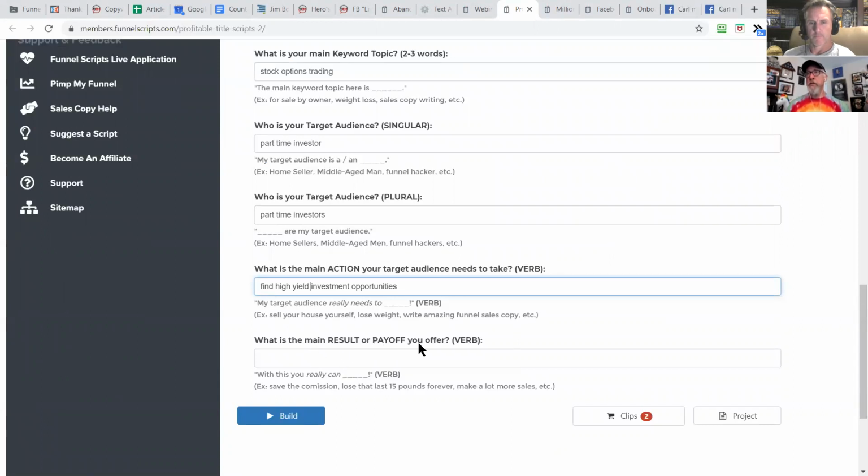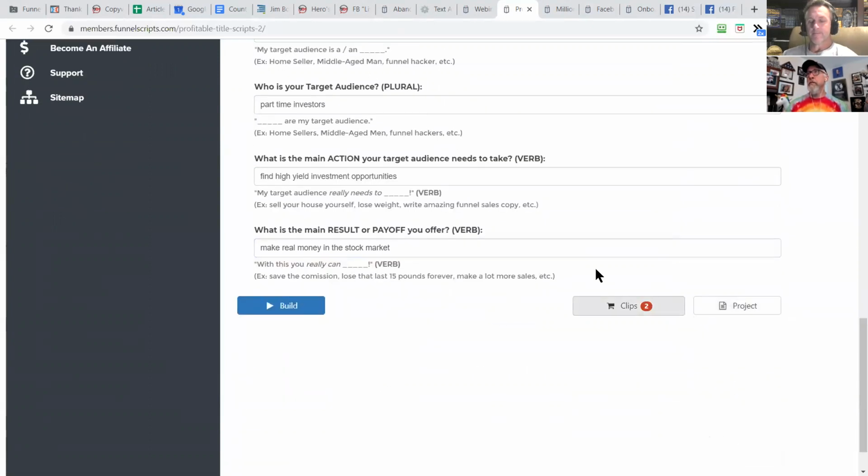And what's the main result or payoff that we offer with this? You really can maybe understand the market. But is understand the market really a payoff? I mean, ultimately, why does anybody want that? You really can make money in the stock market. Right. I mean, that's our mantra. It's not what it is, it's what it does. Got it. It helps you understand the market, but why do we want to understand the market? So I can make real money in the stock market. Let's change that to real money. I like that. Okay. So let's save this.